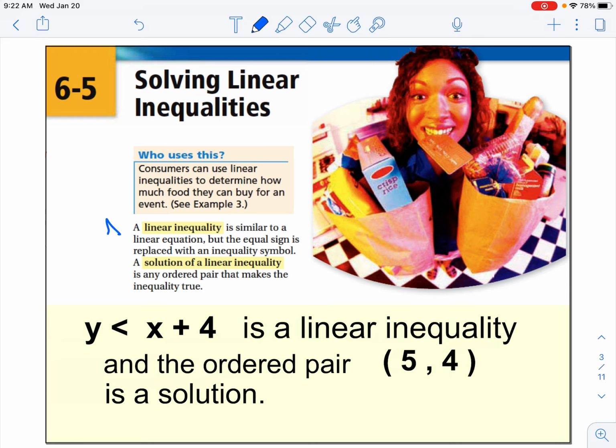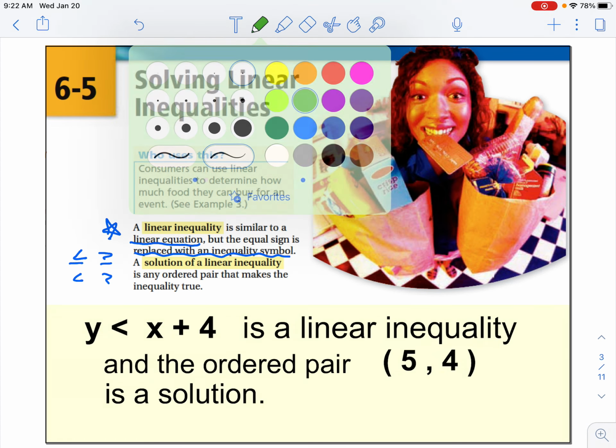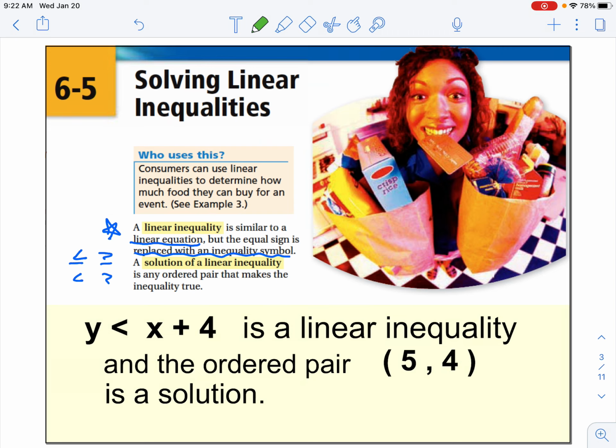So a linear inequality is similar to a linear equation, but the equal sign is replaced with an inequality symbol instead, like less than or equal to, greater than or equal to, or just less than or greater than, etc. And then a solution is any ordered pair that makes the inequality true. So y is less than x plus 4 is an example of a linear inequality.